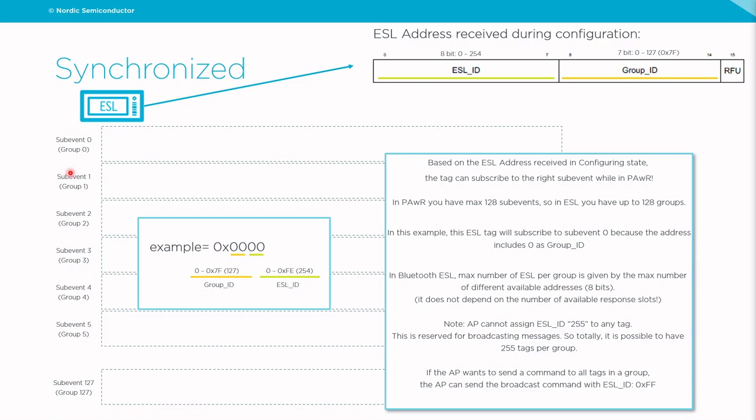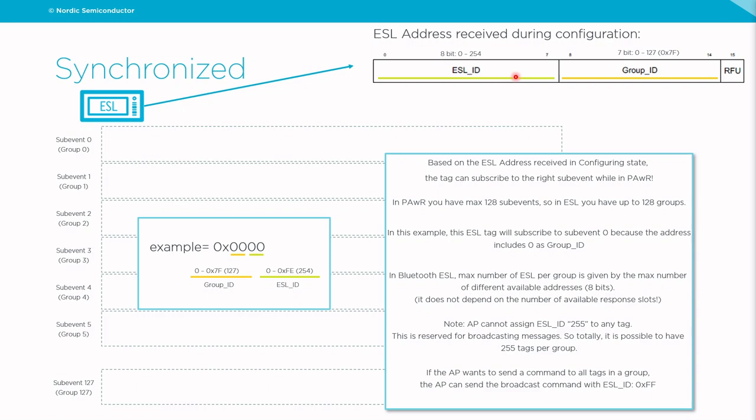And how many tags can we have for each group? Within each group, you can have 255 tags with a unique address. This is because you have 8 bits for the ESL ID, and therefore 256 ESL IDs. However, one of these cannot be assigned to any tag. So, totally, 255 is the number of actual available ESL ID addresses per each group to be assigned to the tags.